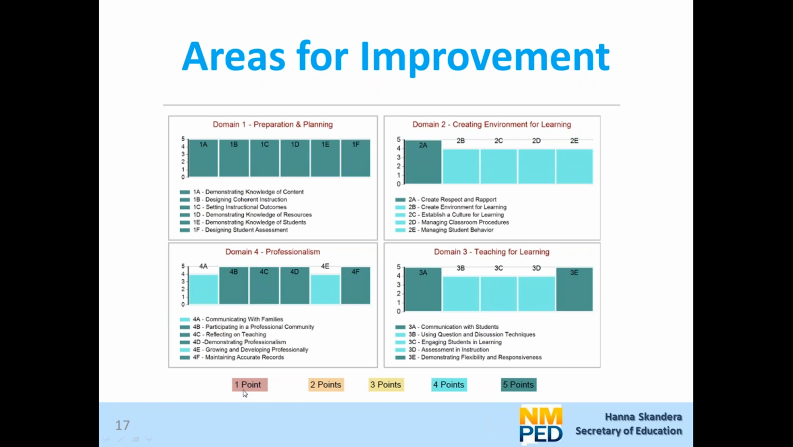The bars also are associated with colors, where 1 point is associated with the color red, 2 points are depicted by this kind of orangish color, 3 points are represented by a yellow, 4 points by teal or turquoise, and 5 points by jade. So there's a legend to help you understand the coloring of the bars.